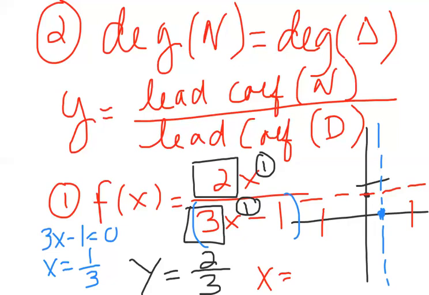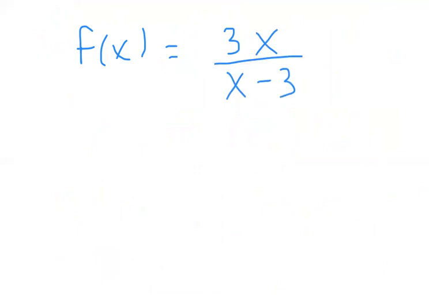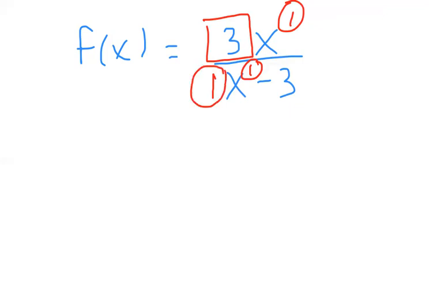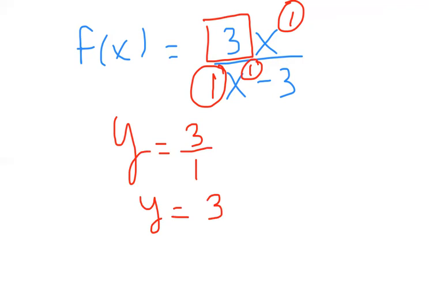Okay, so let's do another one. So guys, here's another one. f of x is equal to 3x over x minus 3. So the degree in the numerator is 1. The degree in the denominator is also 1. So now I'm going to take the leading coefficient in the numerator, which is 3, and the leading coefficient in the denominator, which is 1. So the horizontal asymptote would be 3 over 1, which simplifies to y equals 3.